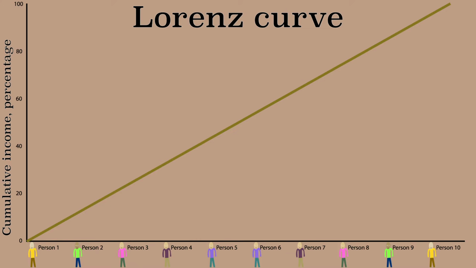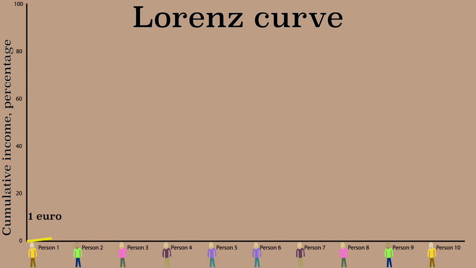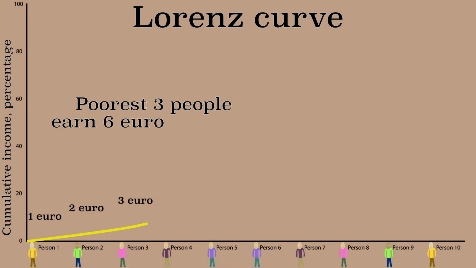Let's adjust the example. We have 10 people who together earn 100 euros. The first person earns 1 euro. That is 1% of the total income of 100 euros. The second person earns 2 euros, which is 2% of the total income. The first and second person therefore together earn 3% of the total income. The third person earns 3 euros, which is 3% of total income. The first 3 people together earn 6% of the total income.